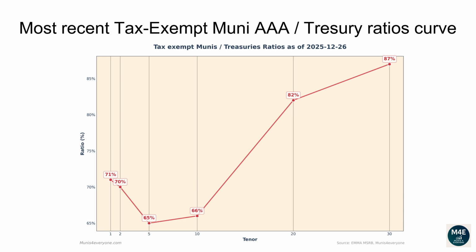The current one-year ratio is 71%. The 2 years ratio is 70%. The 5 years ratio is 65%. The 10 years ratio is 66%. The 20 years ratio is 82%. The 30 years ratio is 87%.